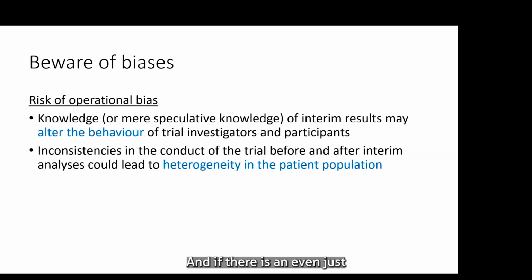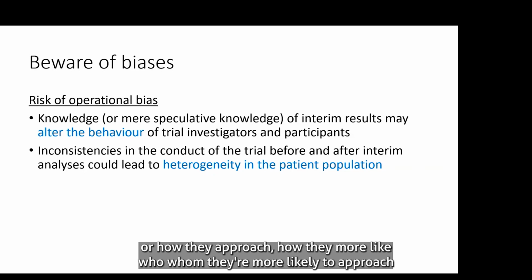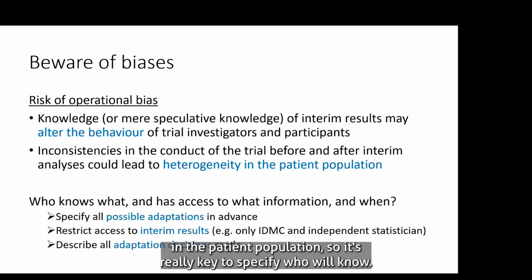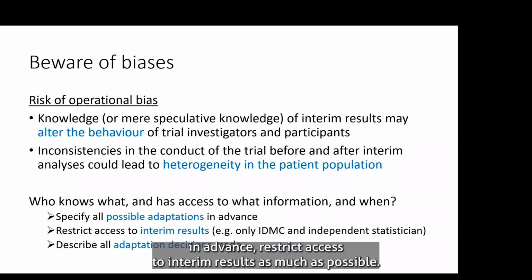And if there is even just a subconscious alteration in the behavior of how people recruit, or whom they're more likely to approach when recruiting participants, this might lead to a heterogeneity in the patient population. So it's really key to specify who will know what about the interim analysis, at what point and when, and what you need to do to guard against these kinds of biases is specify all adaptations in advance, restrict access to interim results as much as possible.